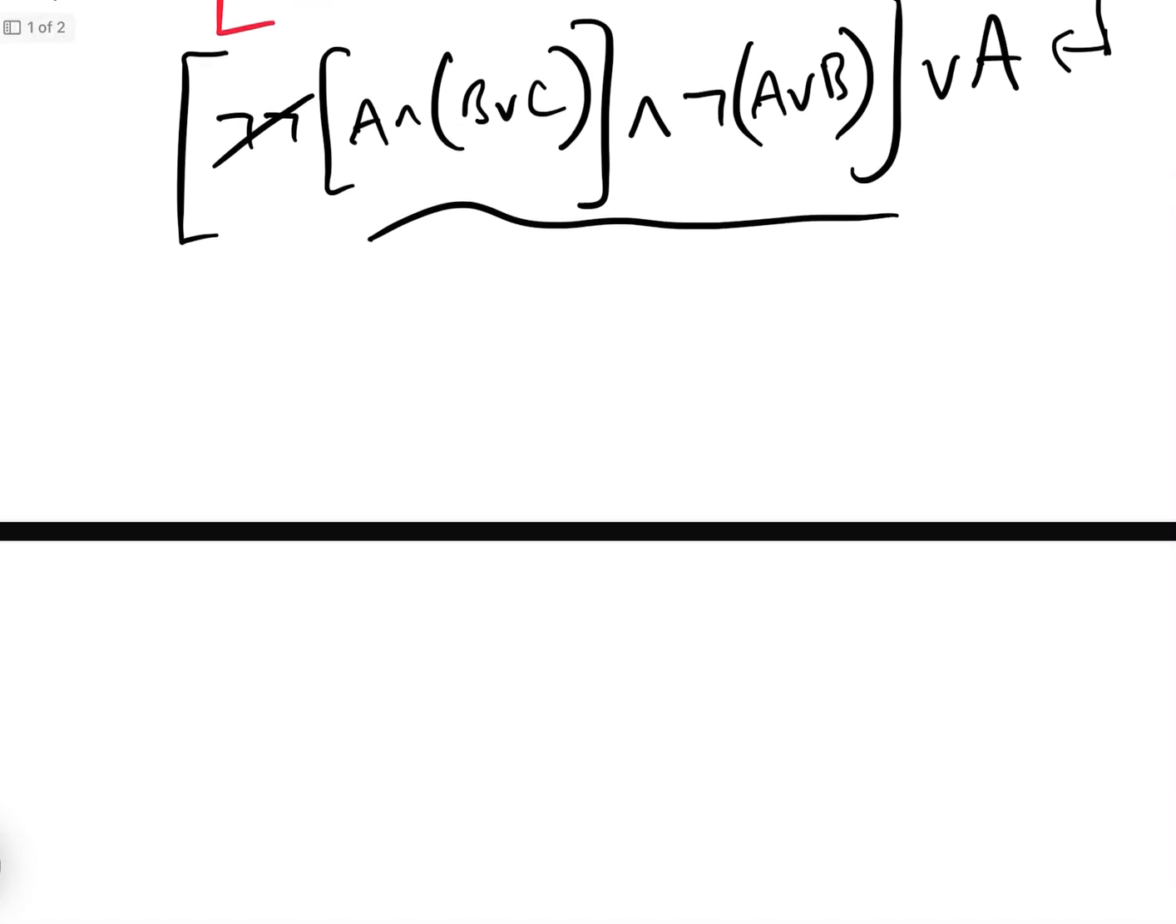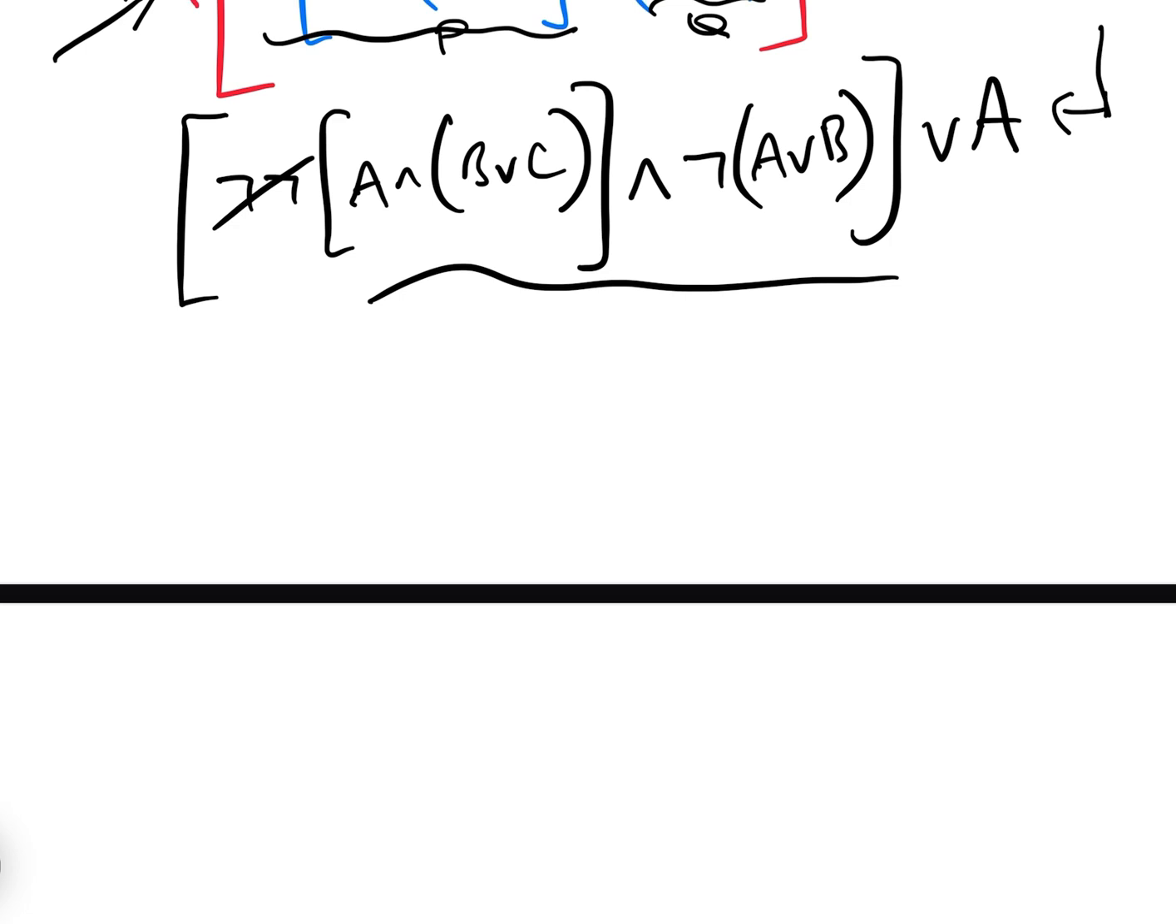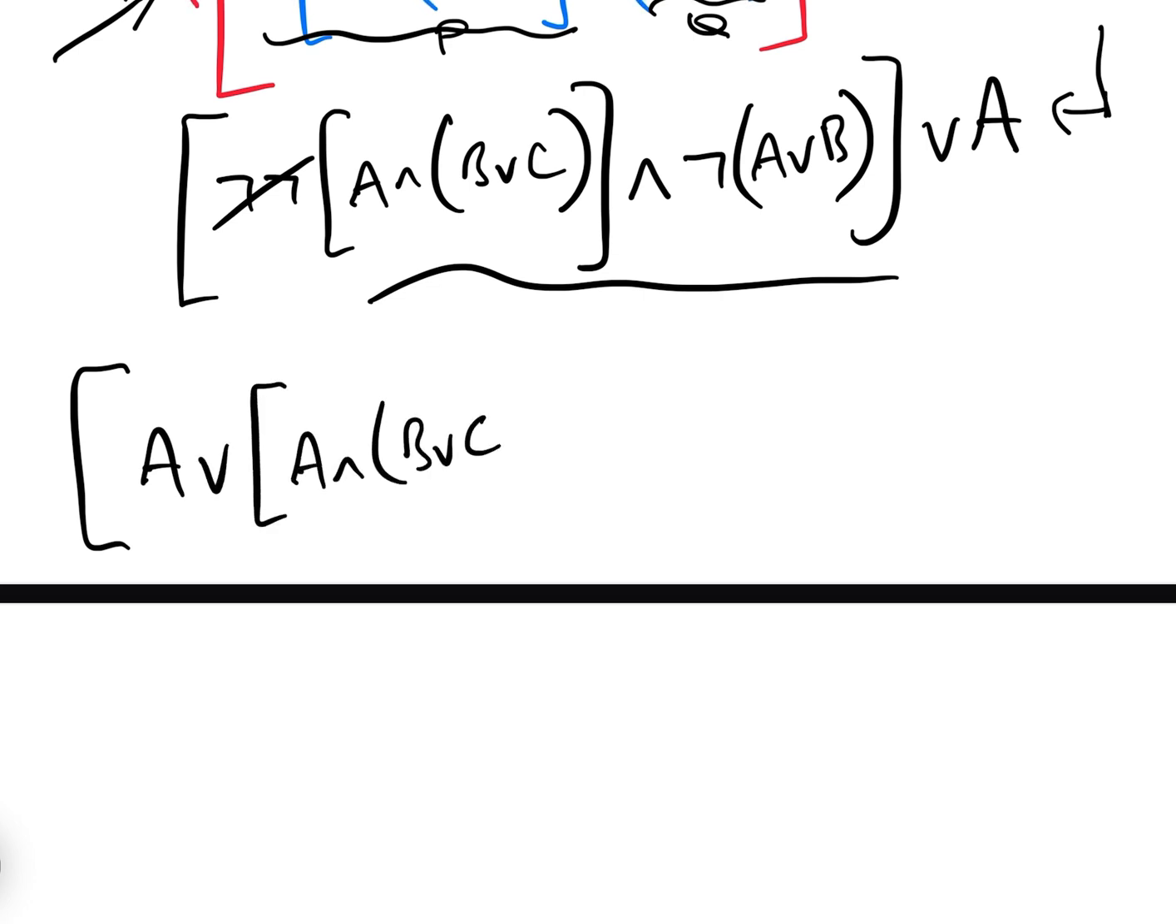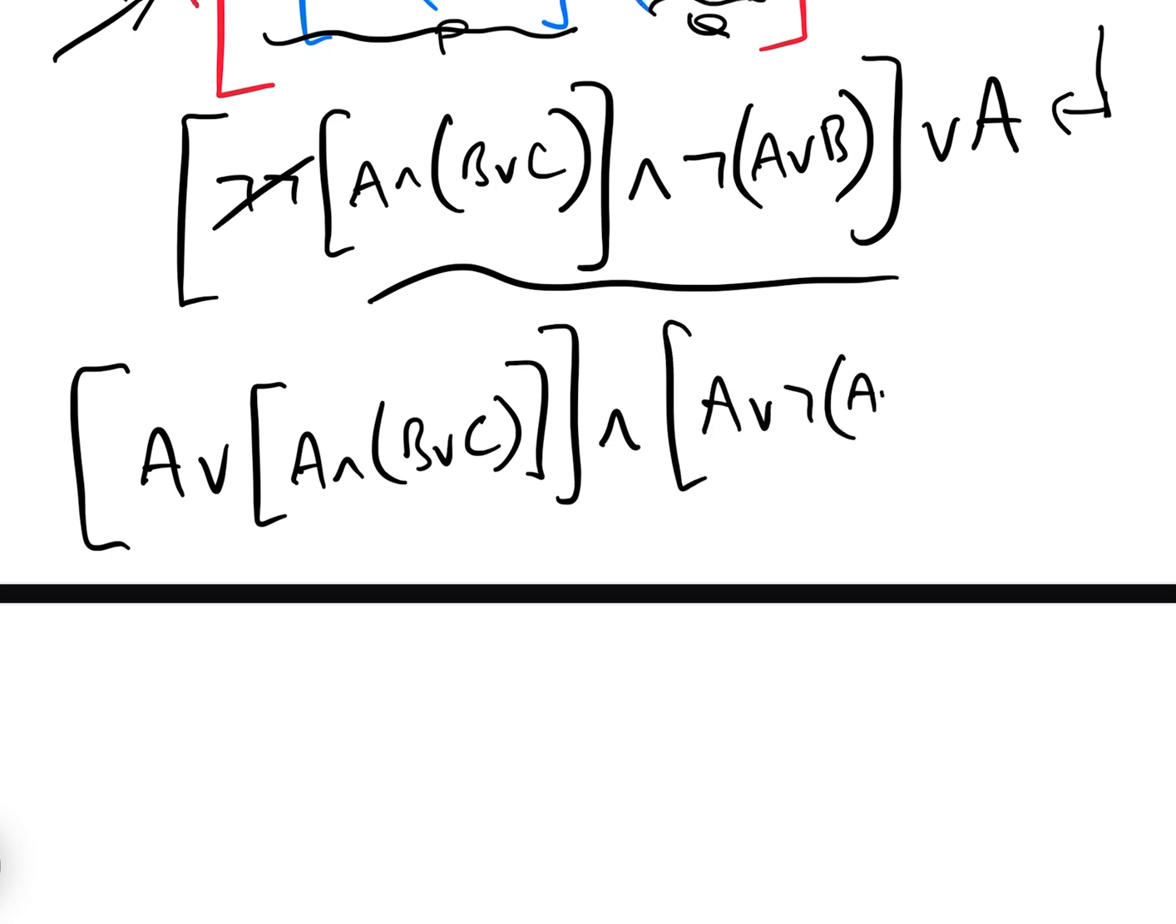So what we're going to do here is use the distributive and commutative laws, and that's going to give us A or (A and (B or C)), and A or not (A or B). And let's call that equation 1.